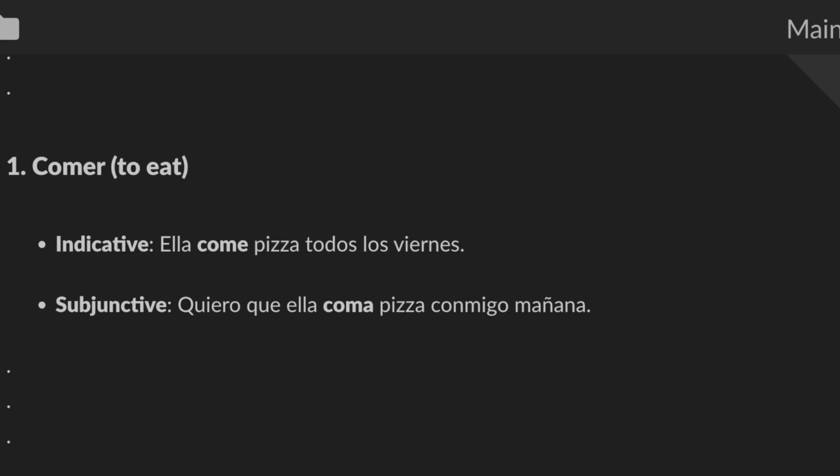And so because of that, we're going to use the vowel swap. We're going to swap the E for an A, and now, congratulations, we have used the subjunctive in a sentence. "Quiero que ella coma pizza conmigo mañana."